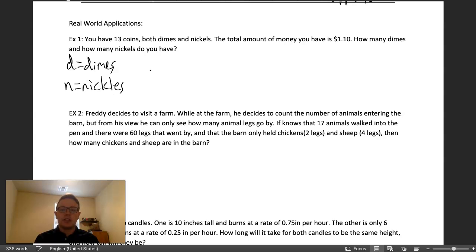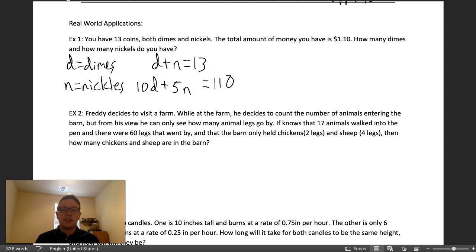What two equations do we have? Well, we know we have 13 coins overall, and that's only dimes and nickels. So our number of dimes plus our number of nickels will be equal to 13. And what about the other part? Well, we have a total amount of money. Let's convert this into cents. We know we have 110 cents total. And we know that dimes are worth 10 cents each, and nickels are worth 5 cents each.